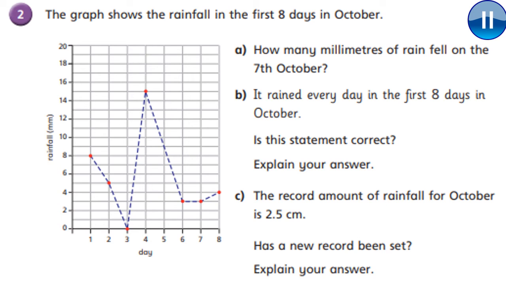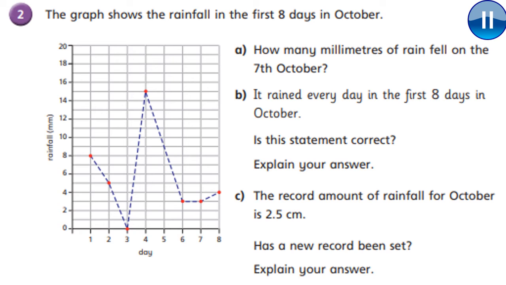Now take a look at this line graph showing the amount of rainfall in the first 8 days in October. On the left we see the rainfall in millimetres going up in 2 millimetre intervals. Along the bottom are the days, going up 1 day at a time.